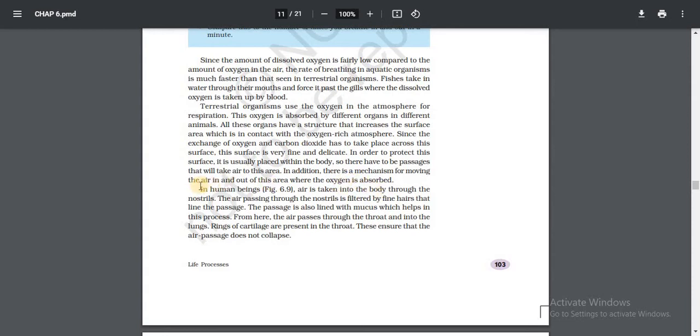absorbed. In human beings, figure 6.9, air is taken into the body through the nostrils. The air passing through the nostrils is filtered by fine hairs that line the passages. The passage is also lined with mucus, which helps in the process. From here, the air passes through the throat and into the lungs. Rings of cartilage are present in the throat. These ensure that the air passage does not collapse.